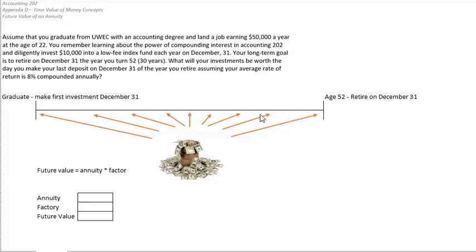So you've got this whole time span here, and I want to know how much money we have earned. What's the value of the account on the December 31st when you retire at age 52, assuming that your index fund makes an annual average rate of 8%, compounded annually?